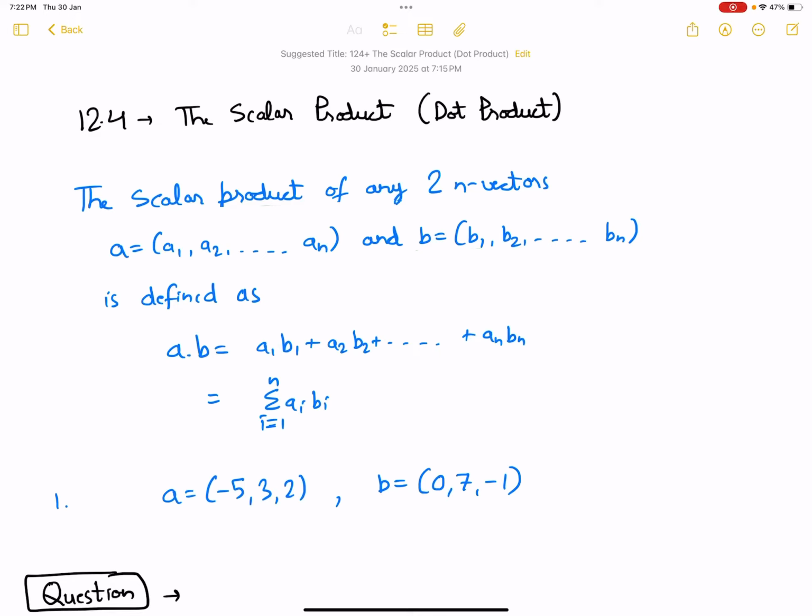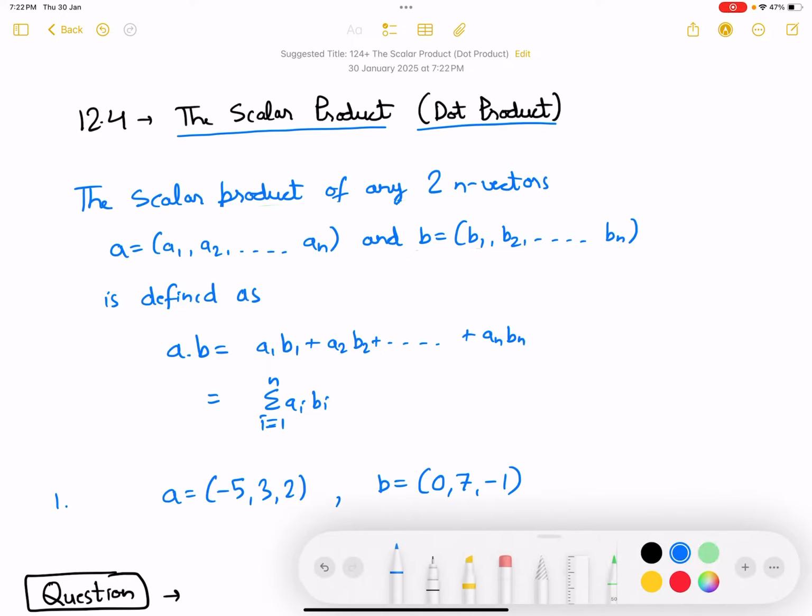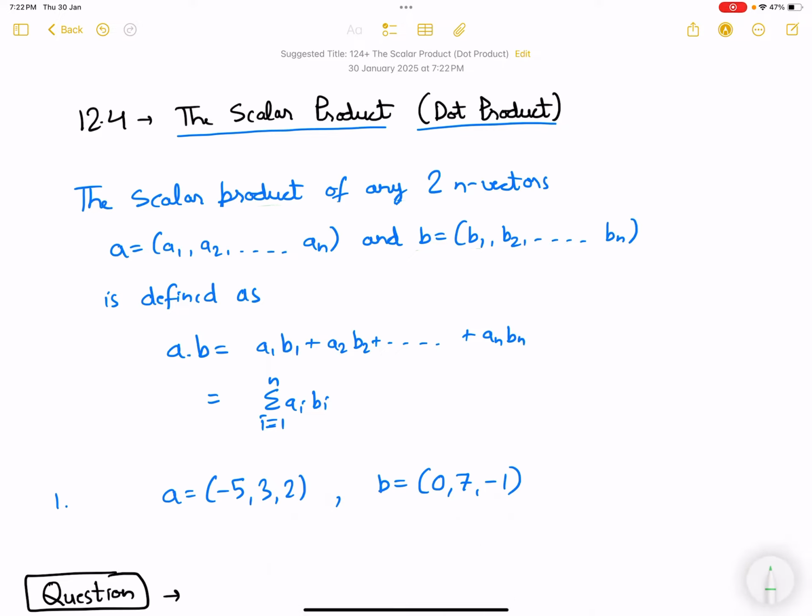Hello everyone. So in this video, I'll be discussing the scalar product, which is also known as the dot product. It is like when two vectors get multiplied. So I'll go with the definition.